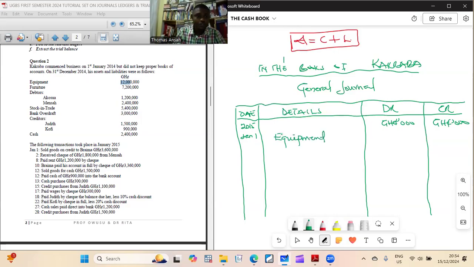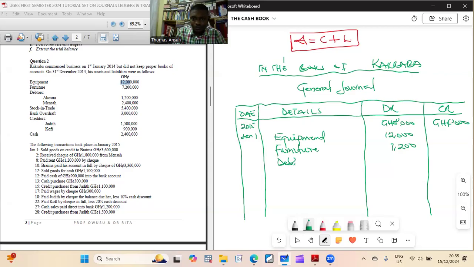Equipment is an asset, right? Debit balance. So right there, you write your 12,000. I've already put the 3 zeros here, so I don't need to do that. What is next? Furniture, debit or credit? All these are examples of assets. So you have 7,200. All right. Then what else?